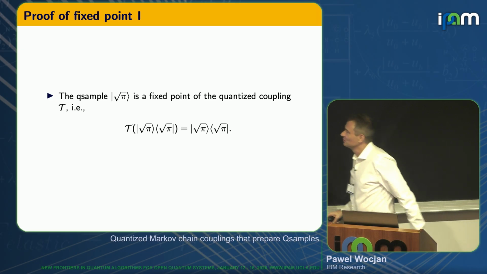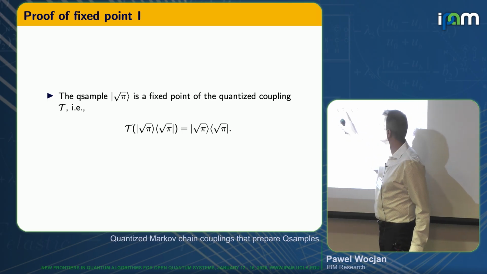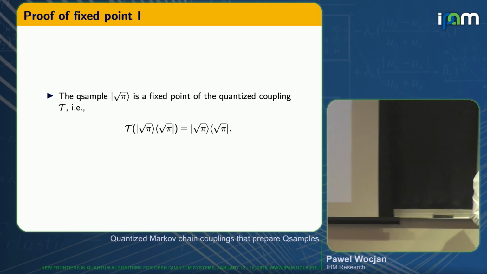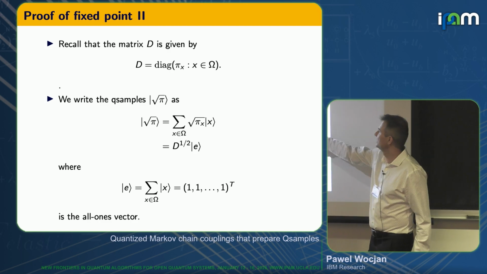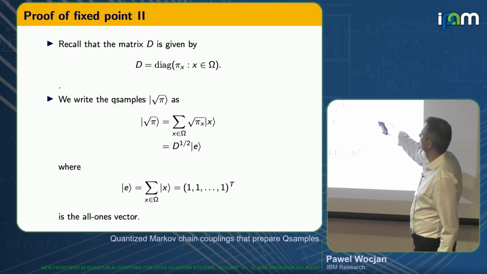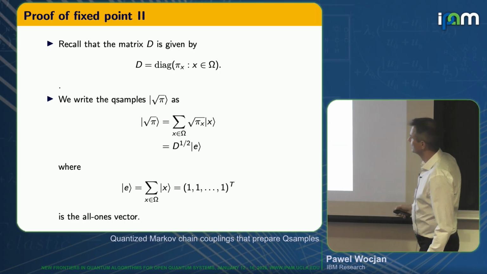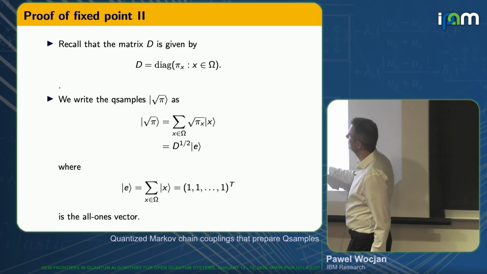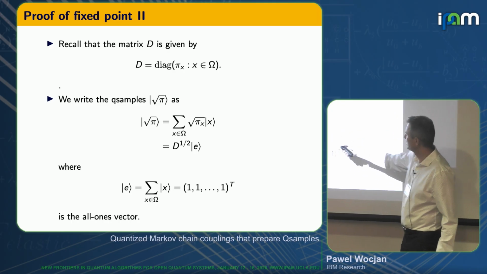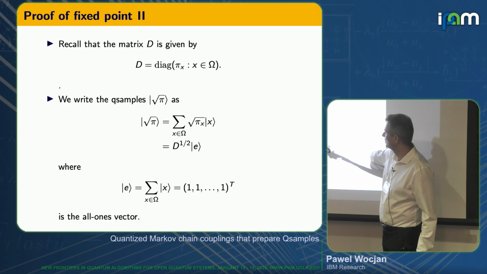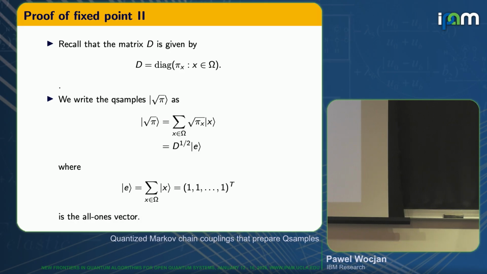The Qsample is a fixed point of the quantized coupling. Let me show how you go about proving this. Recall that this matrix D is defined like this. It's a diagonal matrix, and along the diagonal we write the stationary distribution. You can write the Qsample, which is the very definition, by applying the square root of D to the all ones vector. This is how you can rewrite the Qsample.